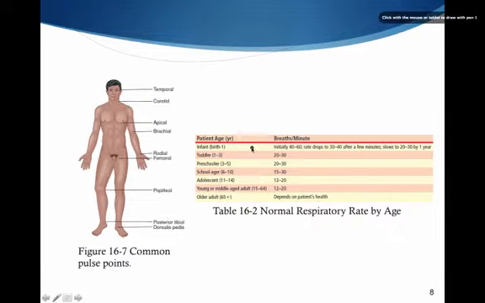Infant, I kind of did these in reverse, but infant, birth to 1 year of age, 40 to 60 respirations, and then it drops to 30 to 40 after a few minutes and slows to about 20 to 30 by the first year.